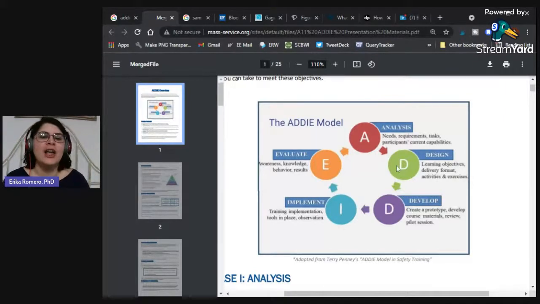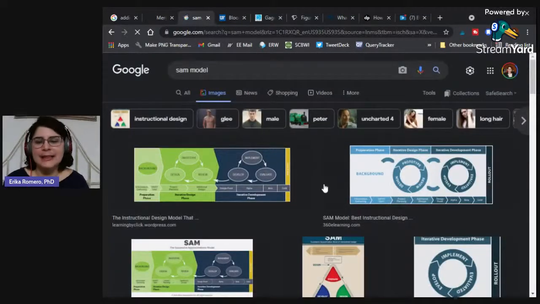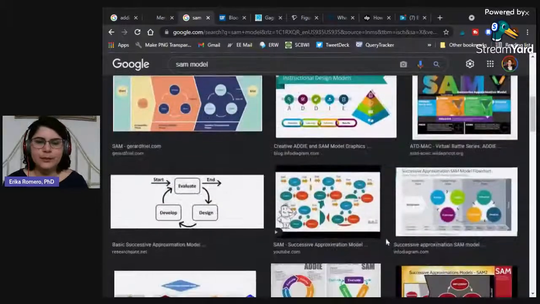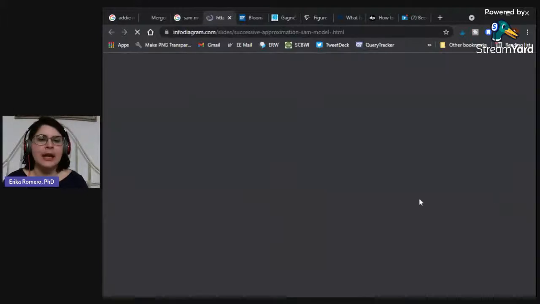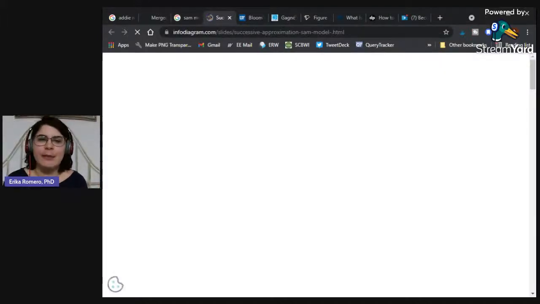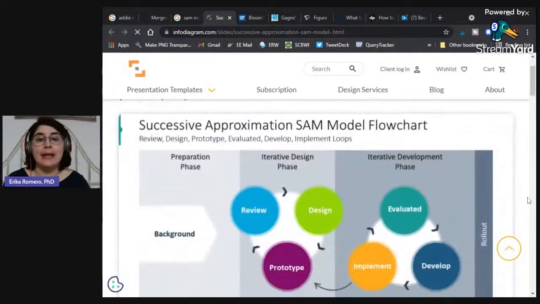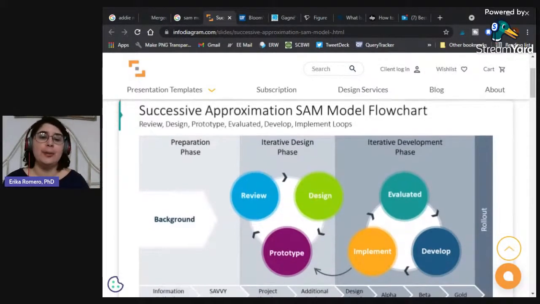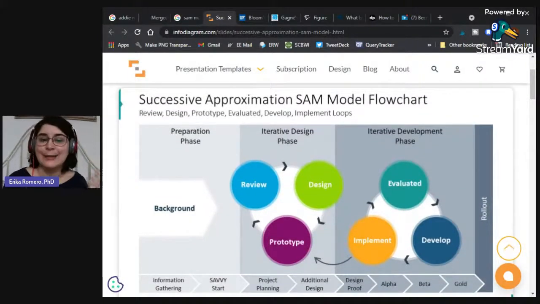That's something to consider. That's why they have this other model, which is called SAM. If you go and see here, let's try this infographic for SAM. SAM stands for the Successive Approximation Model. And in this case, it's designed to be iterative, right? So rather than ADDIE, which some consider to be very linear, in this version, you're going to do the preparation phase. So you're going to look at the background information. Again, that analysis is still happening here.